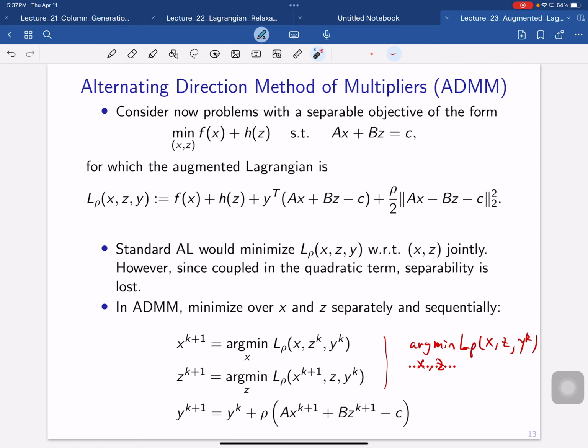So here you can think about x and z as two blocks of variables. I'm not doing optimization on x and z simultaneously. What I do is first optimize x, then I fix x and optimize z, then I go back to optimize x. So this is block coordinate descent. It also has to do with a dual variable. So this is called ADMM.